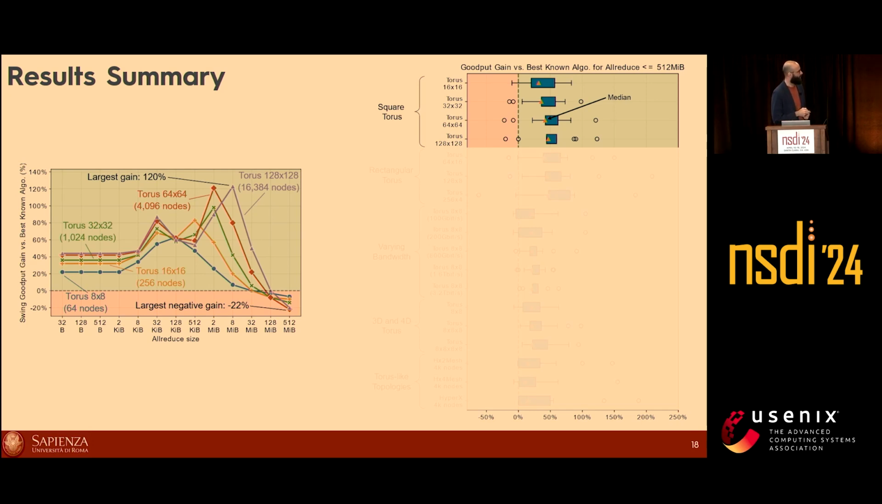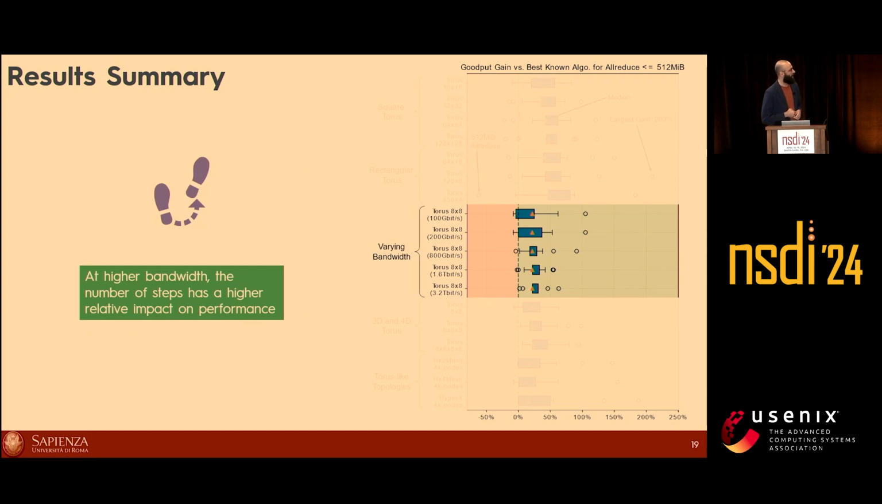OK, so this is what we just showed. Then we try to see what happens when we increase the network bandwidth. Network bandwidth is increasing year after year. Is this still going to be relevant, or eventually this doesn't matter anymore? And the answer is that this is going to be even more relevant for higher bandwidth, because the higher the bandwidth, the higher will be the relative weight of the number of steps on the overall performance.